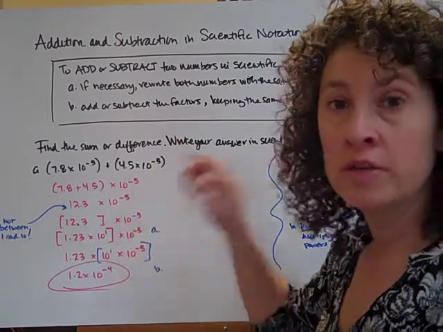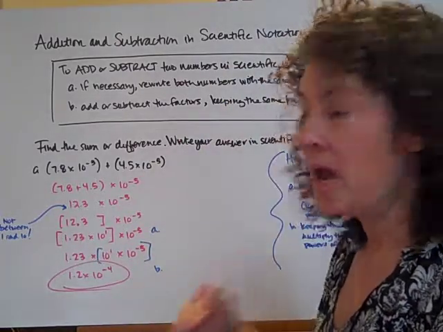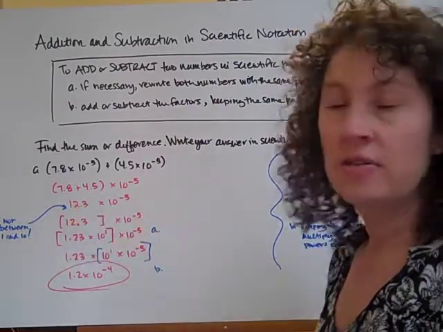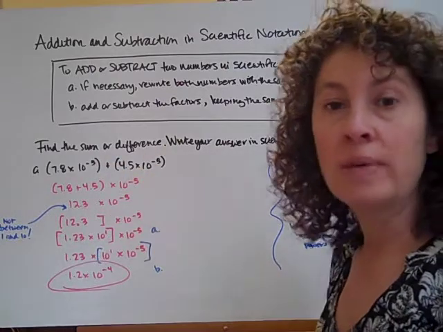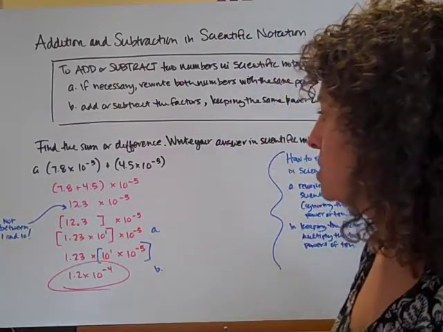Remember, for here, these are like terms, so the reason they are alike, I'm keeping that when I add them together. I'm going to keep that 10 to the negative fifth power. I'm just going to add the factors that are in front there. So I'm not doing anything with these powers of 10 when I'm adding or subtracting. I just need them to be alike in order to do the addition or subtraction.